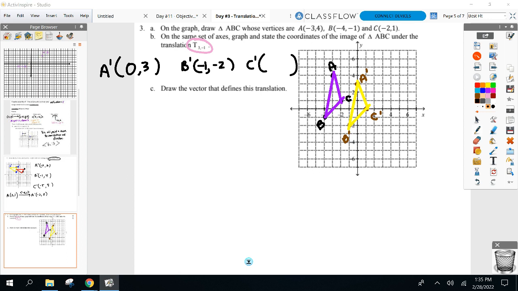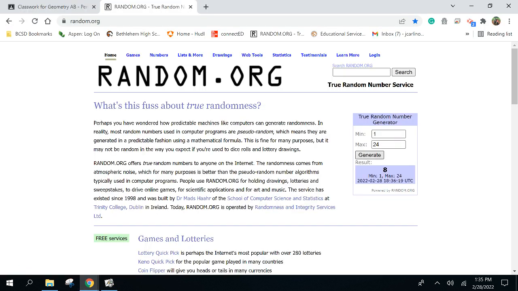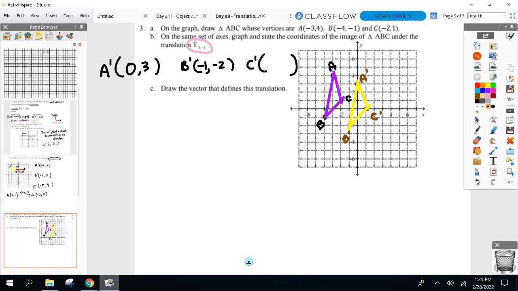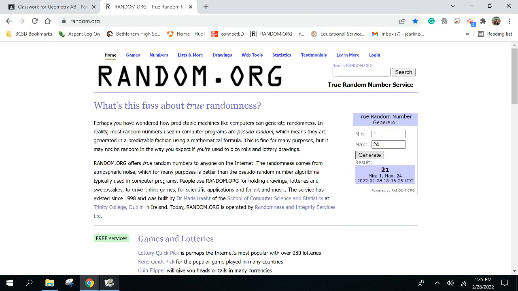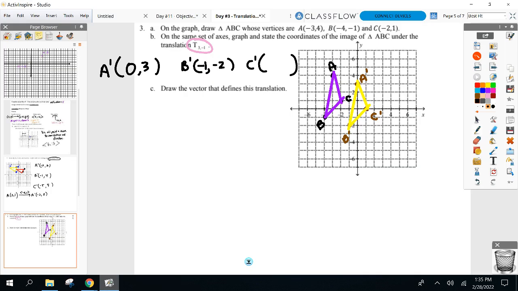And C prime. What are we looking at for C prime? I'm going to get somebody new here. 1, 0. All right, good work, everyone. Good work. So it doesn't seem like we're having any issues there.